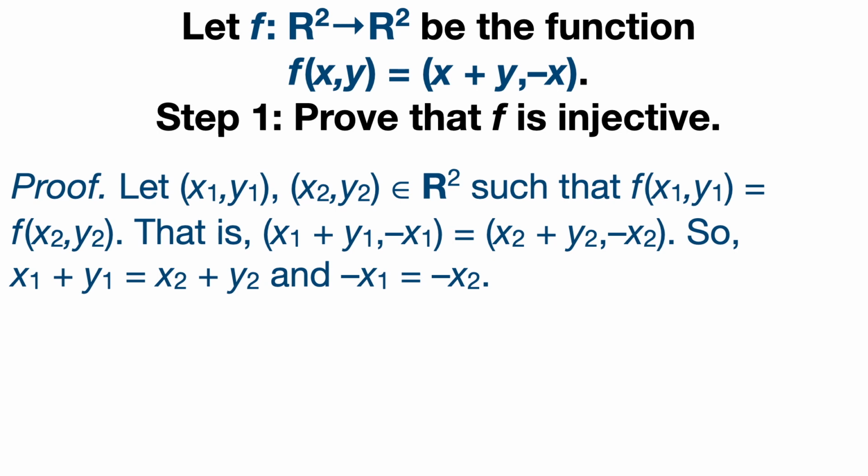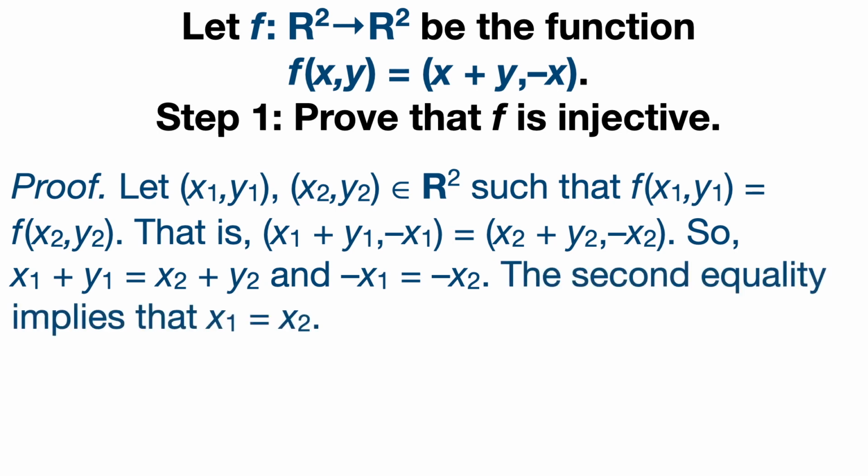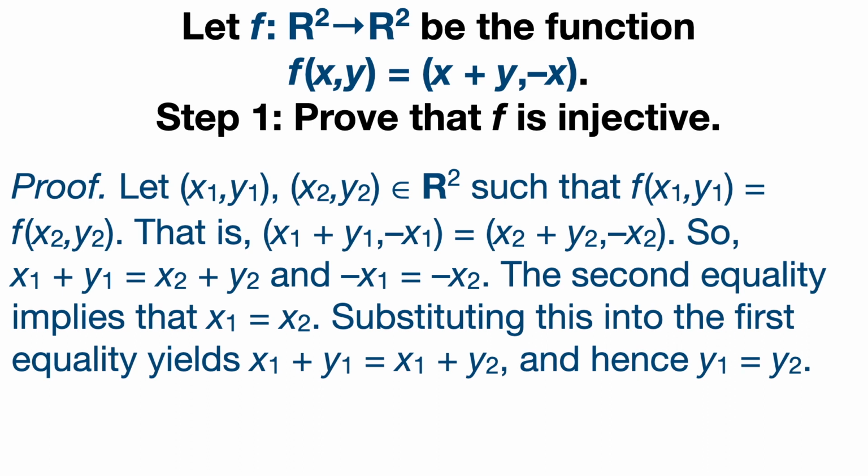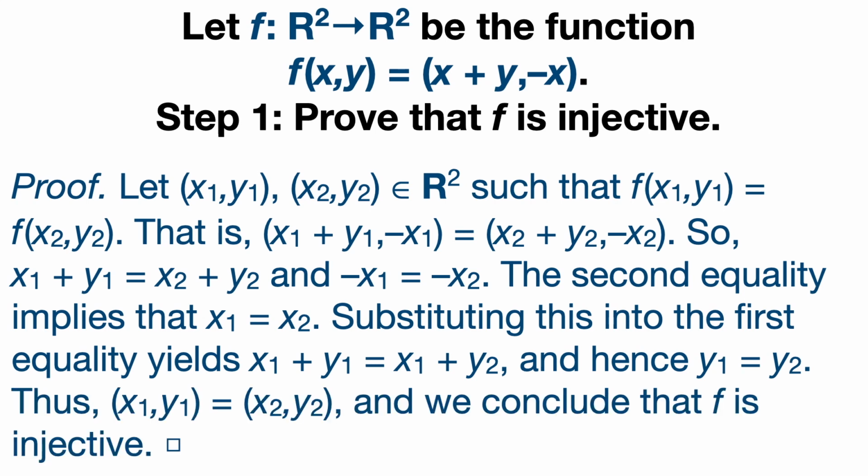From the second of these equalities, we see that x1 equals x2. When we substitute this into the first equality, we obtain x1 plus y1 equals x1 plus y2, and hence y1 equals y2. Because x1 equals x2 and y1 equals y2, the ordered pair (x1, y1) equals the ordered pair (x2, y2). So we have shown that f is injective.